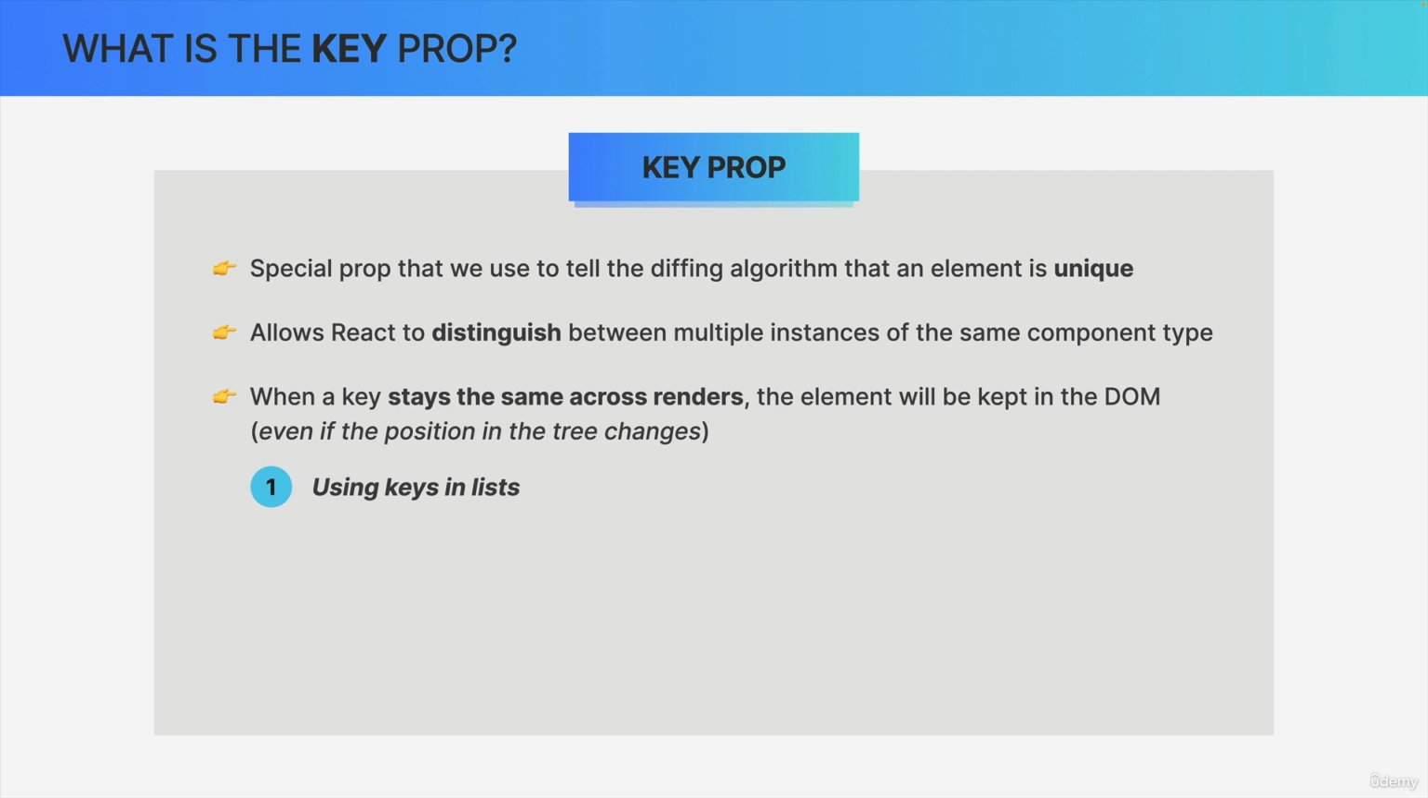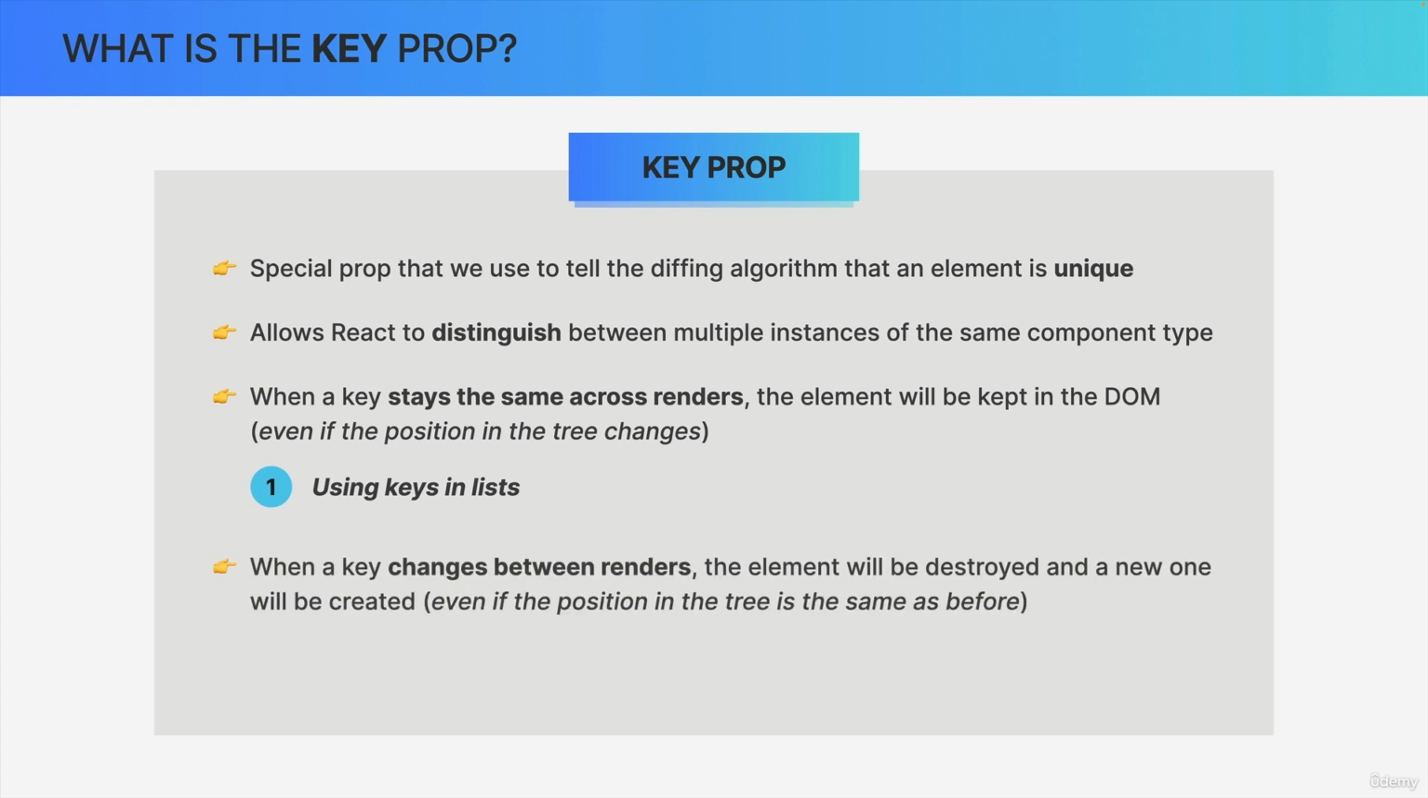On the other hand, when the key of a certain element changes between renders, the element will be destroyed and a new one will be created in its place, even if the element's position in the tree is exactly the same as before.